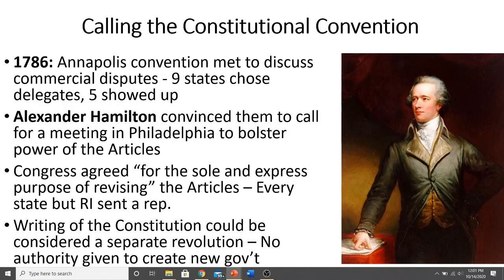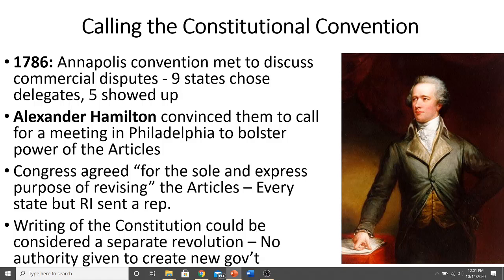So Congress agrees to this call for a meeting for the sole and express purpose of revising the articles. Now, the idea is that they're only going to create amendments to add on. This is not going to create a new government. However, when the representatives get there, they realize that we would be better off with a brand new government.